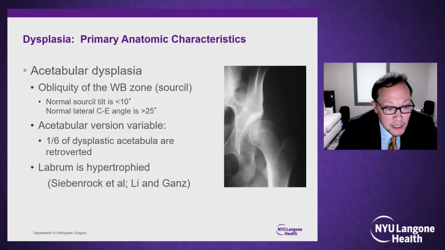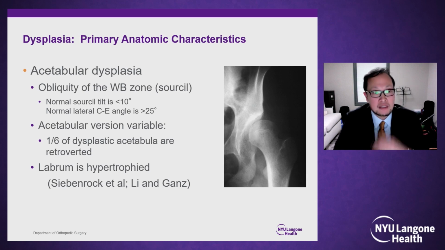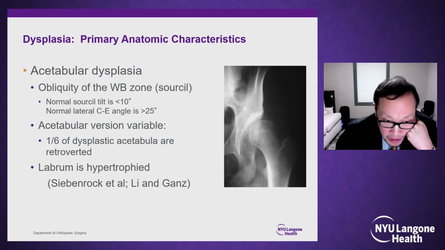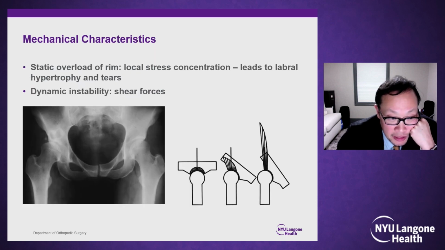So dysplasia, just to make it simple, is a shallow socket, and not just a shallow socket, but you're looking at the obliquity of the weight-bearing zone, right? And what happens when you have a very oblique weight-bearing zone, you get significant shear forces.